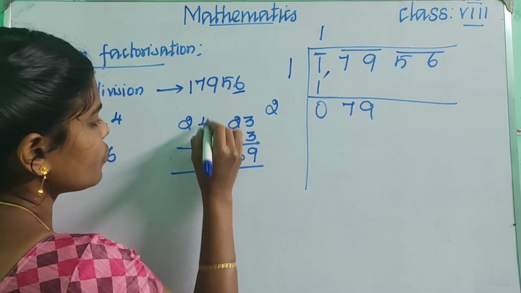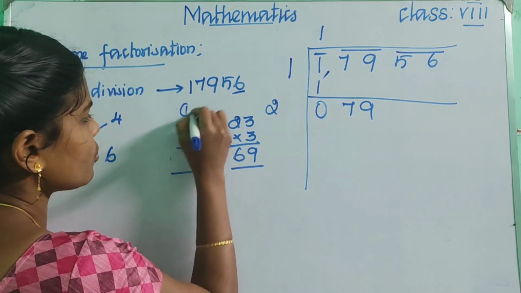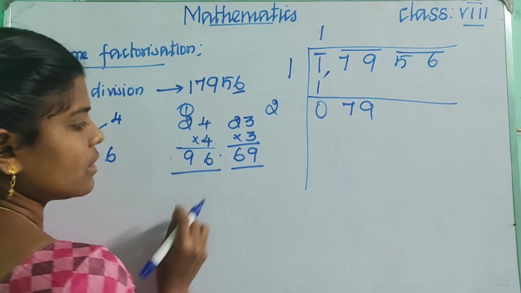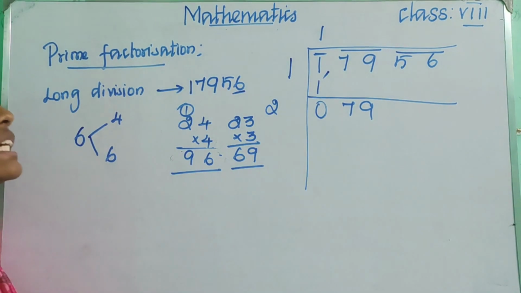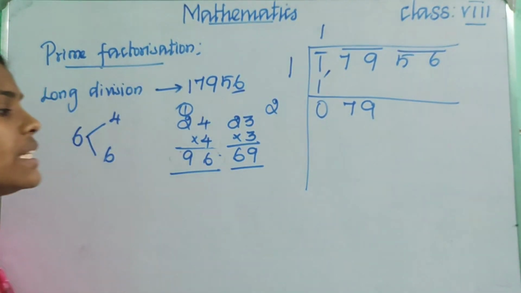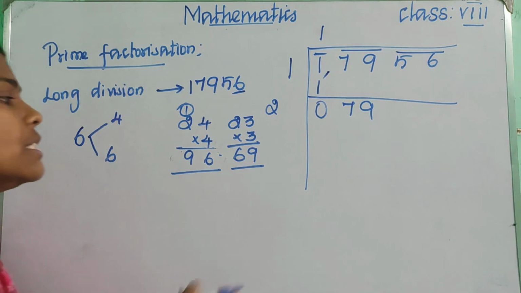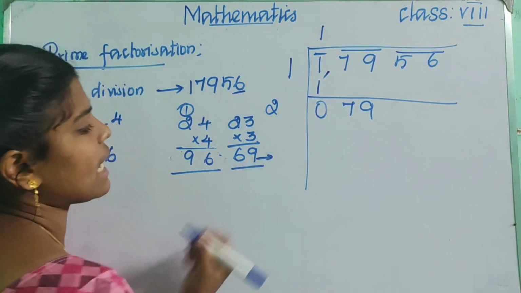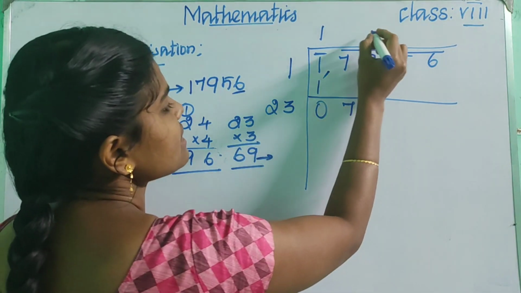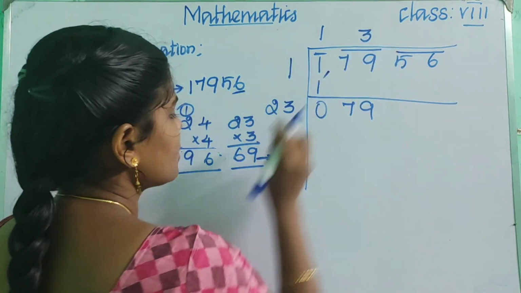24: 4 4s are 16, 1 as a carry. 2 4s are 8, 8 plus 1 is 9. So we need to get the number equal to 79 or nearly less than 79, right? So we can take this 69. So we need to put 3 in the divisor as well as in the quotient. So what is the digit?